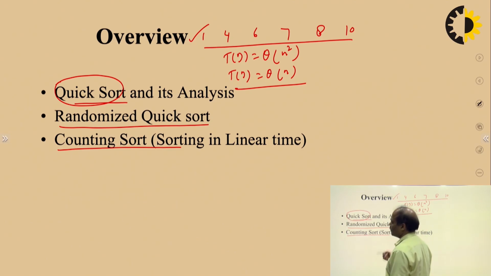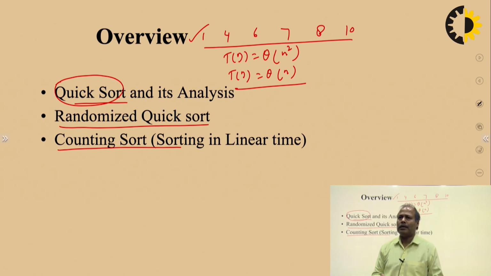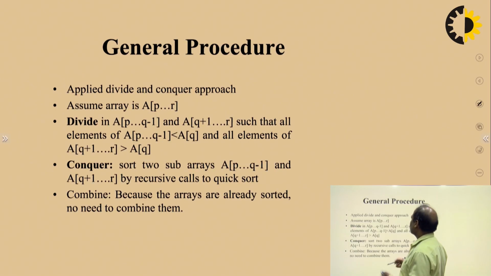So generally quick sort is very helpful whenever data is in mixed order, not in arranged order, right? We'll see that this type of data is not suitable for quick sort. If data is already in sorted order, we should go with bubble sort and other sorting techniques. We'll see the randomized version, and then think about counting sort.